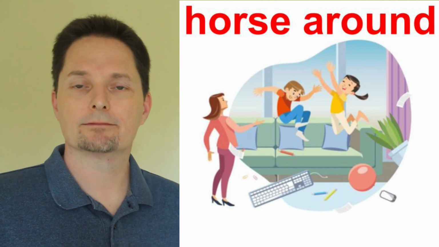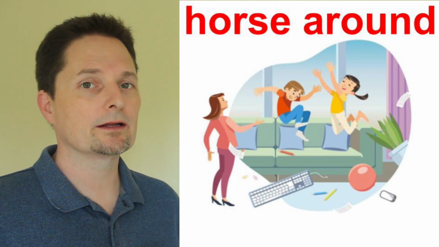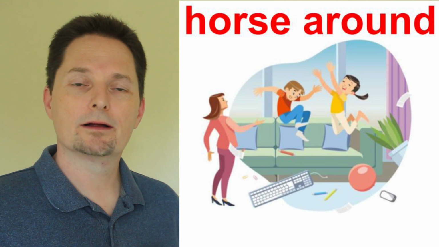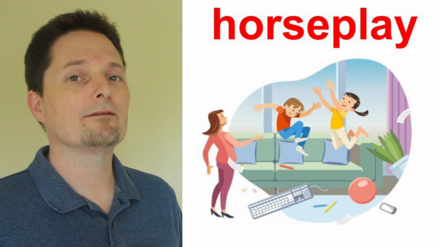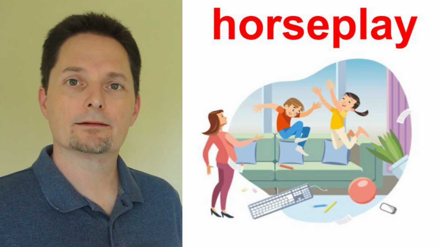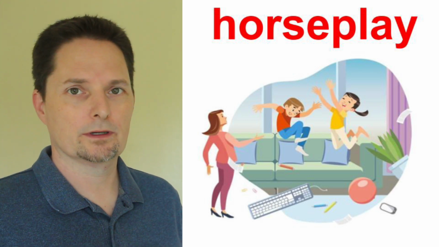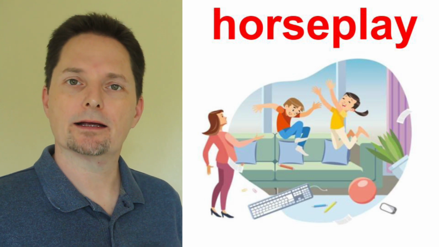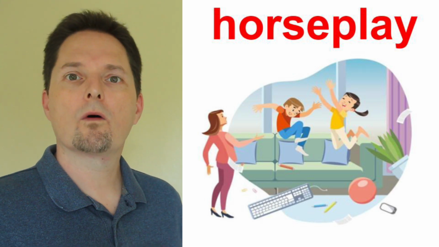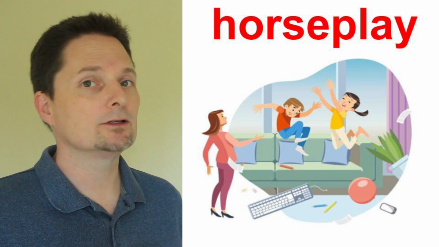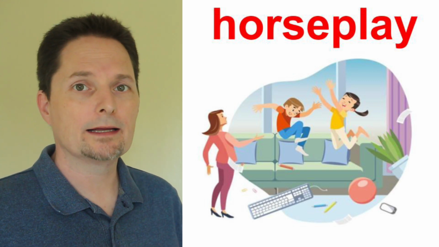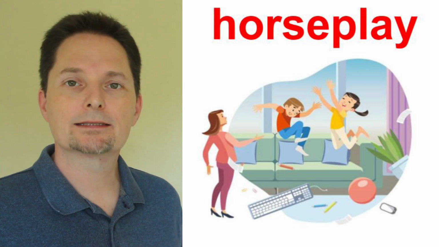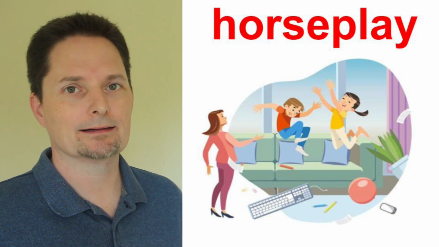Go play outside. These children are jumping on the couch. They're jumping on the sofa. They're horsing around. And for this one, we also have a noun form, horseplay. Horseplay is not a verb. It is not an action. It is a thing. It is a noun. Horseplay. I don't like horseplay. There will be no horseplay in the house. It's a noun, but it has the same idea.